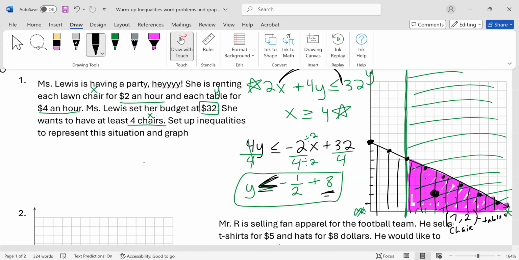And he only has 9 hats to sell. So he can sell 8 hats, he can sell 7, 6, 5. He can sell anything below the 9. So I'm going to shade below 9.